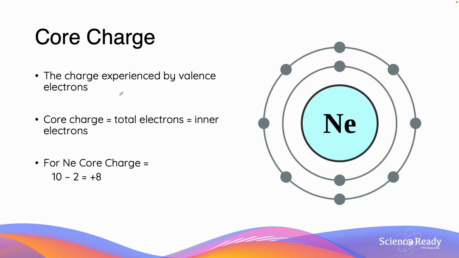So the core charge is the charge which is experienced by valence electrons. We can calculate the core charge simply by subtracting the number of inner shell electrons from the total number of electrons. So for example, with neon here, neon has a total of 10 electrons, 8 of which are valence electrons and 2 of which are inner shell electrons. This means to work out the charge, we can take the total 10 and subtract the inner 2 in order to give us a core charge of plus 8.